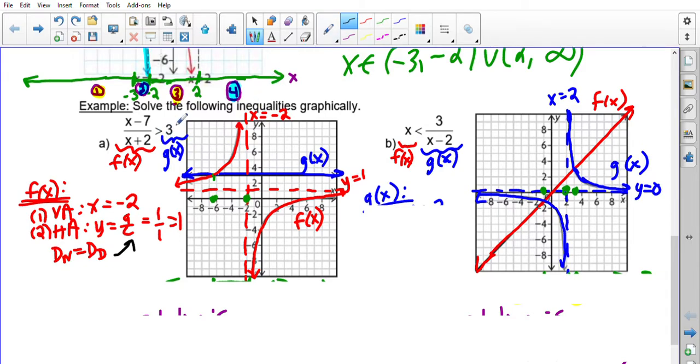All right, the function on the right side was 3, so we know if that was g of x equals 3, that would be a horizontal line through 3. Okay, so you can draw that blue line there.